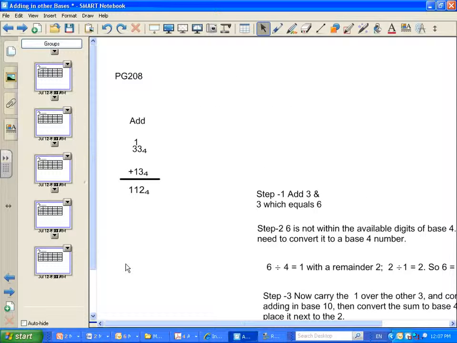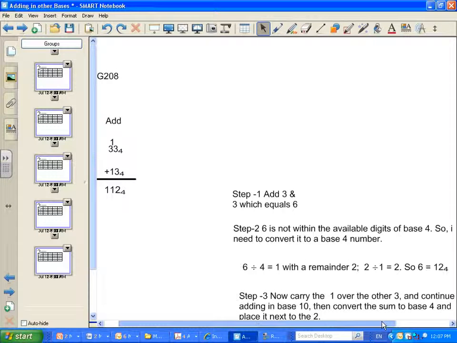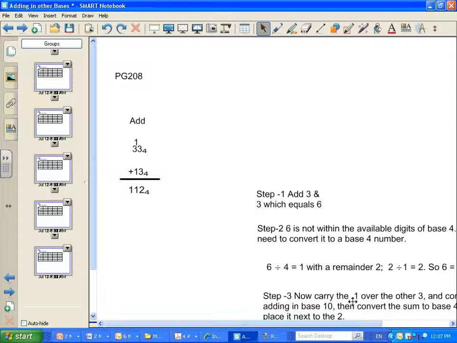So now, as soon as I get the division done, I figured out that 6 is equal to 12 base 4. I can now write down the 2, just like I would when adding vertically. Write down 2, carry the 1 over, and go ahead and add 1 plus 3 plus 1, which gives me 5 base 10. I got to convert that back to base 4, which is 11. So my entire answer is 112 base 4. So you're converting on the fly.